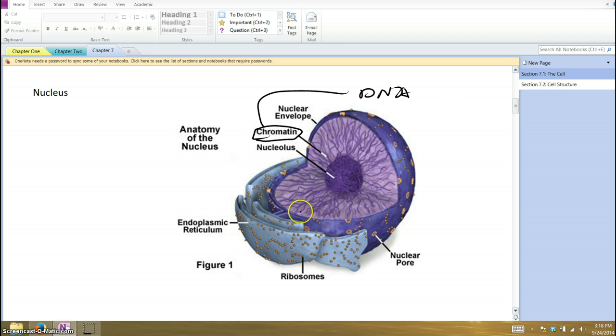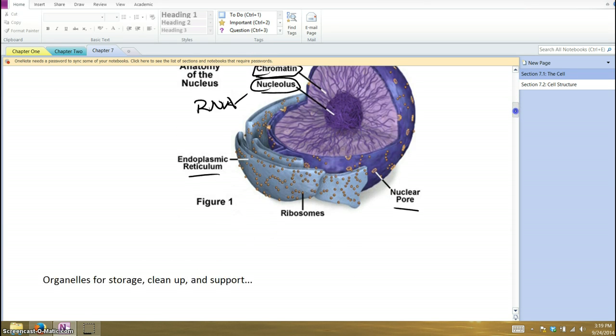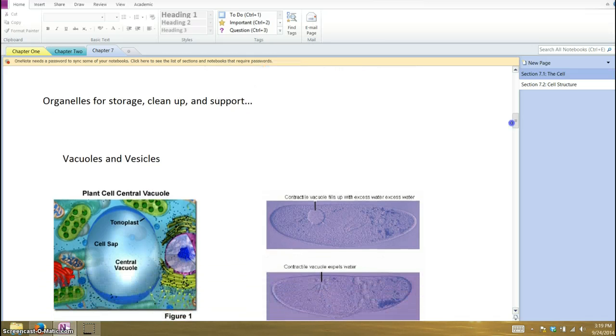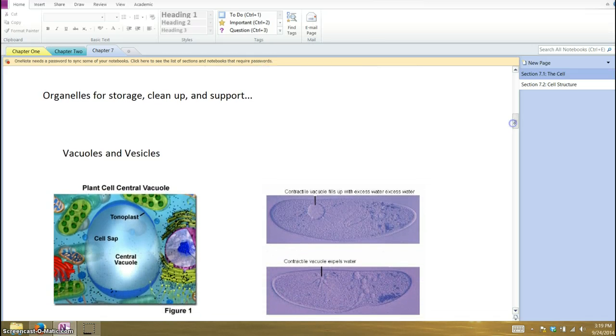The nucleus has a membrane called the nuclear envelope. It has a nucleolus, this dark region inside, and we'll see that the nucleolus is where RNA is made, this other nucleic acid. And there are openings or nuclear pores. And the nucleus is connected to this organelle we know as the endoplasmic reticulum, which we'll get to in just a little while. So organelles have lots of different jobs.